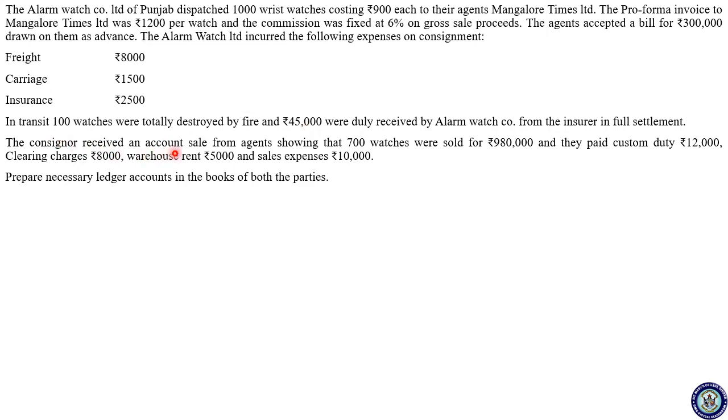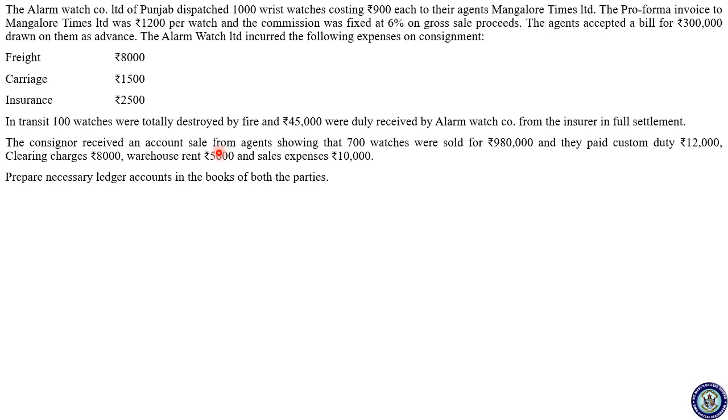The consignor received an account sale from the agent showing that 700 watches were sold for rupees 9,80,000. So 9,80,000 is the total sale value. And they paid custom duty. Now what is custom duty?